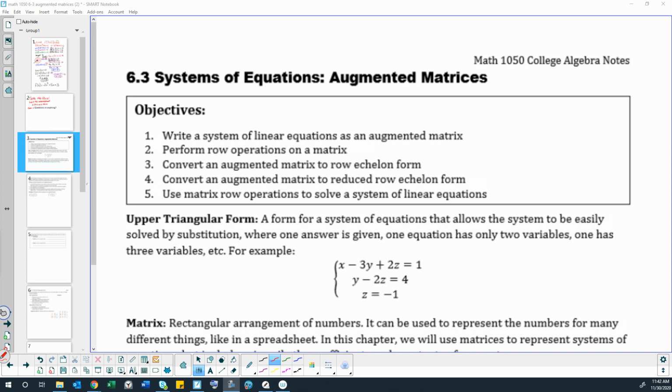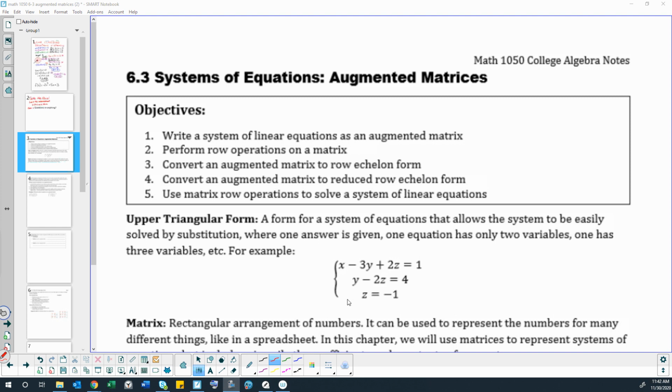3.3 Systems of Equations. We're going to learn about what's called augmented matrices today. So, we're going to be taking sets of linear equations like we were just talking about in section 6.1 and 6.2, and we're going to be putting them into a matrix, which is where we just take the numbers and not the variables. So, we're saving time on writing down things. And we know what variable the numbers go with based on where they are in the matrix.